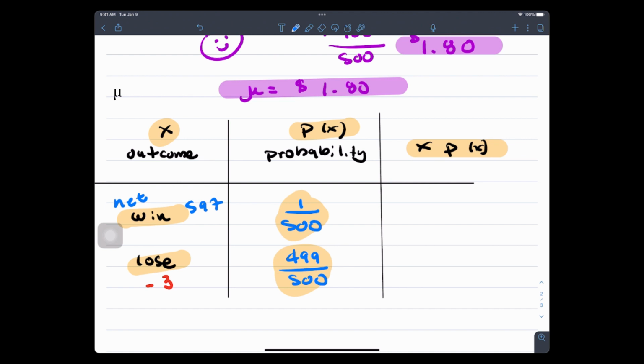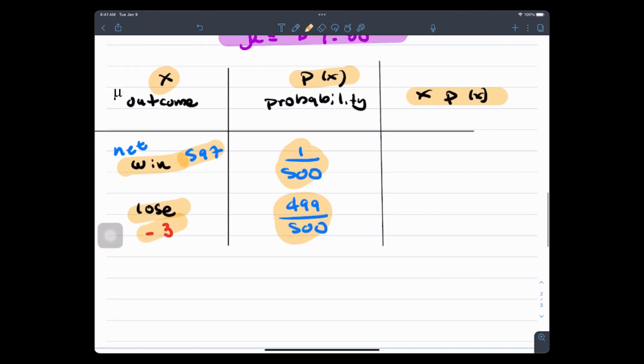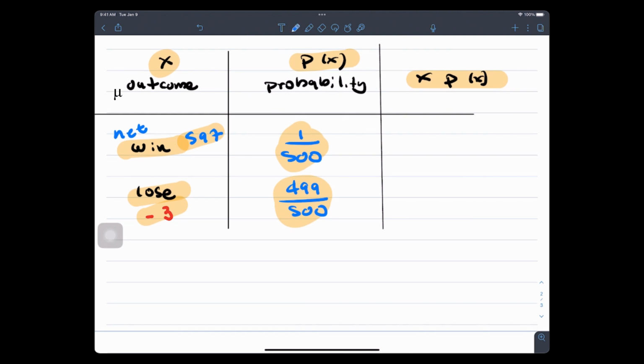So I know you're going to go around and tell your friends, guess what? I won $600. I know that. But what's the problem? You really netted what? $597, because three of those dollars were yours. So ladies and gentlemen, this is how you deduce the amount of winning and losing. Because to use the definition, we now got to take that 597, the X value, times 1 over 500. We now got to take that -3 times 499 out of what? 500.